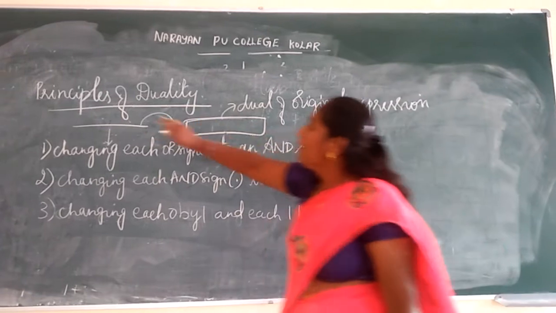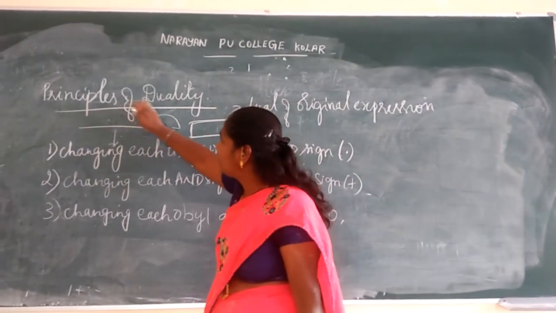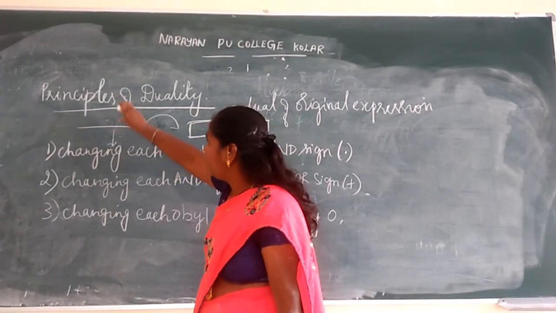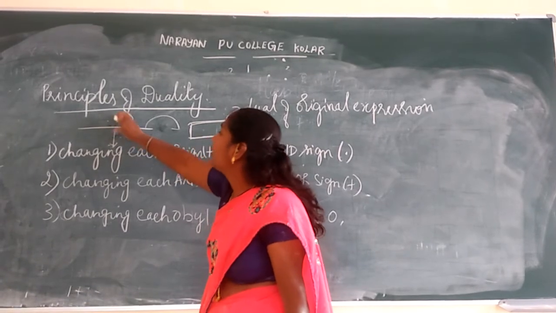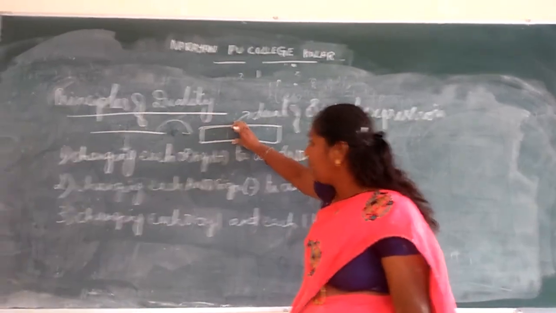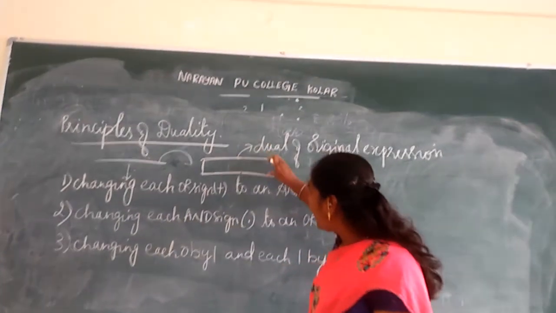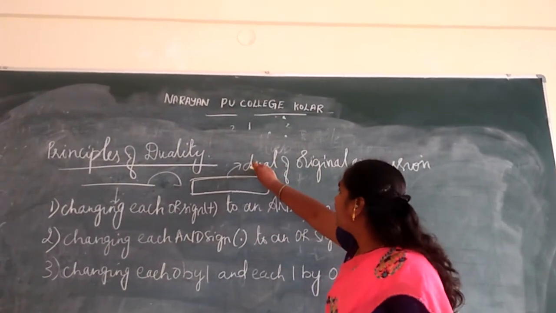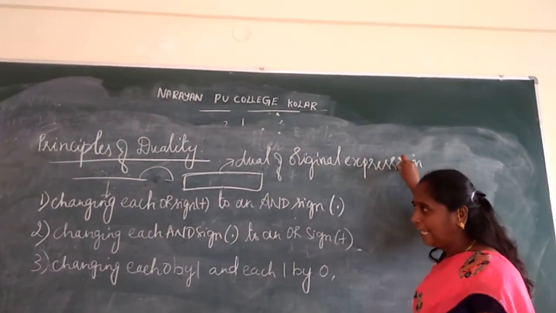Once again I am telling you, principles of duality. What it states is that within one Boolean relation you can derive another Boolean relation by applying these rules. The derived Boolean relation we call the dual of the original expression.